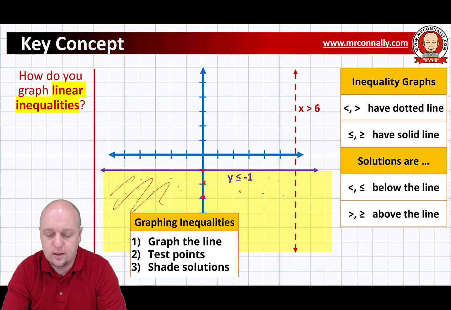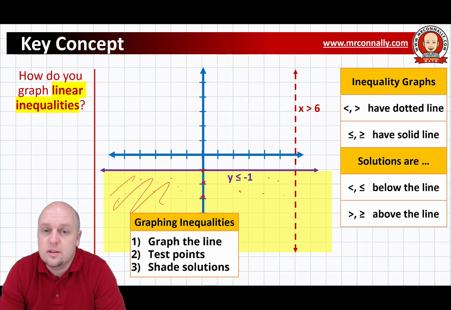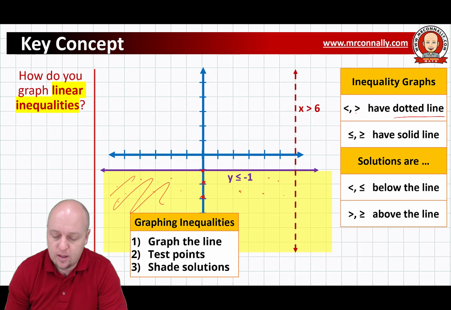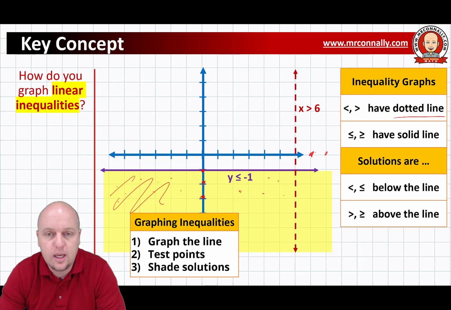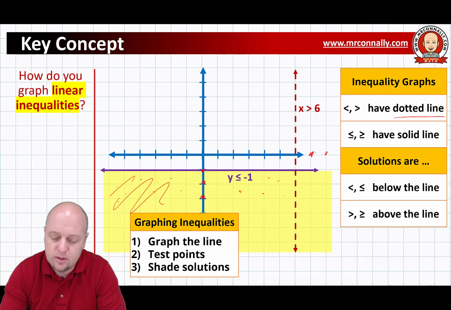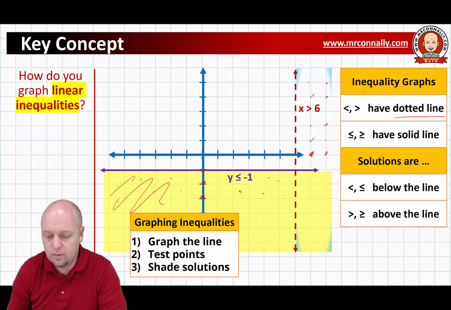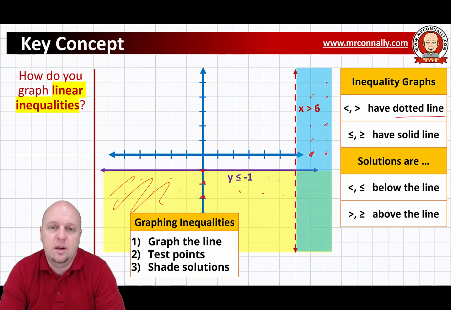Now let's look at a vertical line. What if x is greater than 6? It doesn't include 6, but it's greater than that. To show that 6 is not a possible answer, we use this dotted line. So whenever you use less than or greater than, use a dotted line in these equations. So what's greater than 6? Well, that would be 7, 8, 9, 10, on and on. So everything to the right of this line, basically, because all of these points are also x values greater than 6. So we would shade everything to the right of that boundary line, everything that's greater.